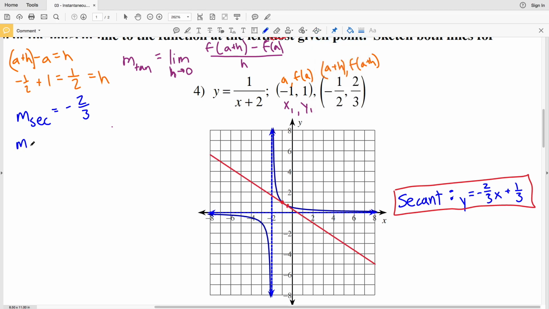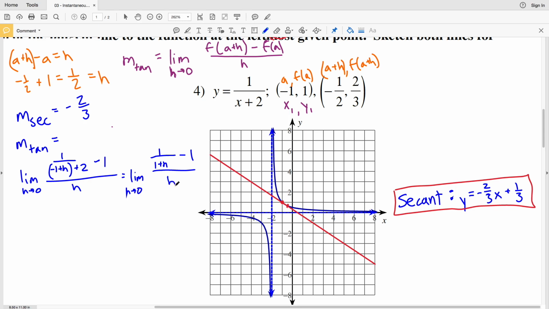Now let's calculate the slope of our tangent line. That's going to be the limit as h approaches 0 of f of a plus h, where a is -1. So that's going to be 1 over -1 plus h plus 2, and I'm subtracting f of a, which is 1, and that's all over h. So simplifying, the limit as h approaches 0 is going to be 1 over negative 1 plus h plus 2, which is a positive 1 plus h, and I'm subtracting 1 from that, and that's all over h.